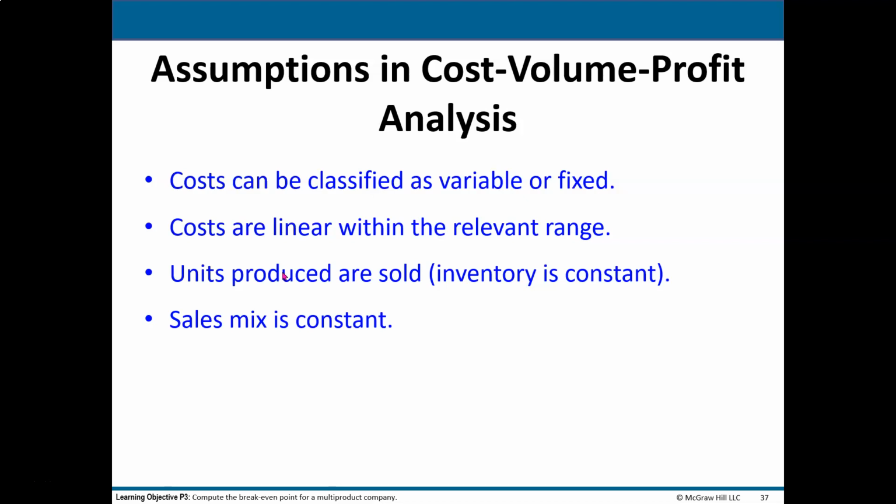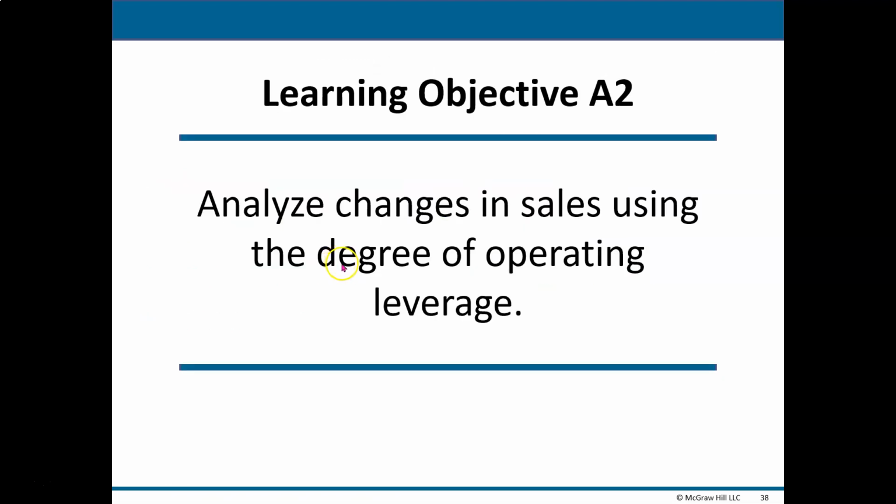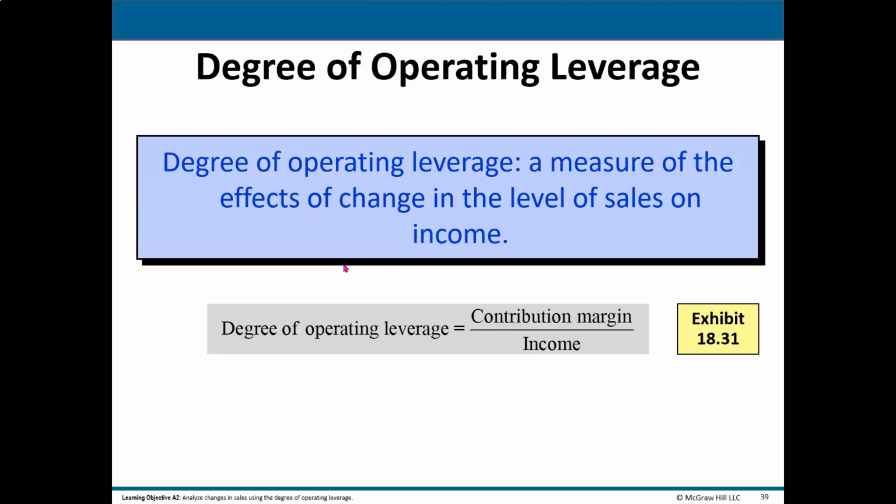So now let's take a look at analyzing changes in sales using the degree of operating leverage. And this is an important measurement here because it's going to help us to understand how do changes in sales affect income. So let's look at how we measure degree of operating leverage. Again, the degree of operating leverage is a measure of the effects of change in level of sales on income. So how do we compute that? We simply divide contribution margin by income.